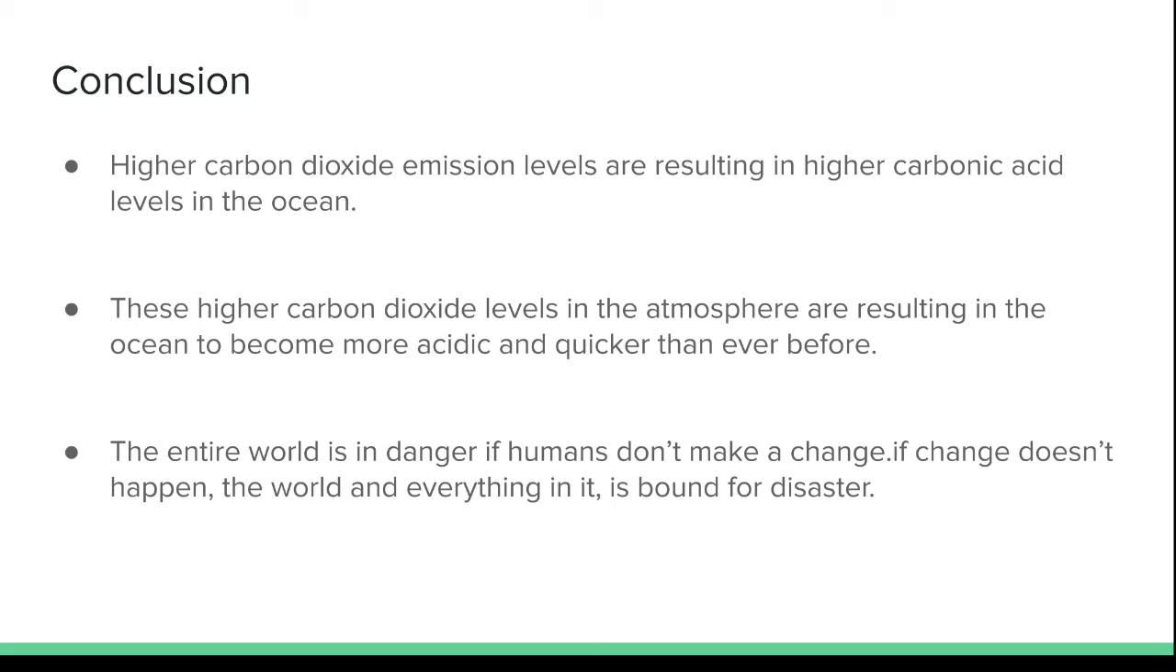Conclusion: higher carbon dioxide emission levels in the atmosphere are resulting in higher carbonic acid levels in the ocean. These higher carbon dioxide levels in the atmosphere are causing the ocean to become more acidic at a rate quicker than ever before. The entire world is in danger if humans don't make a change. If change doesn't happen, the world and everything in it is bound for disaster.